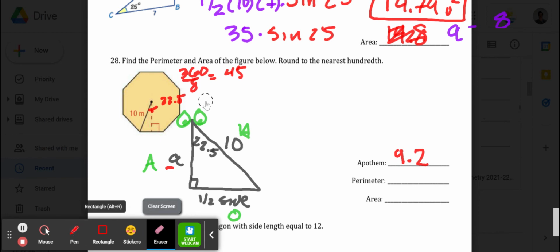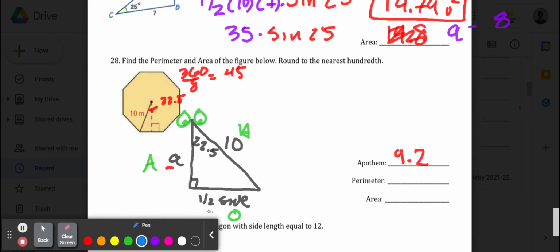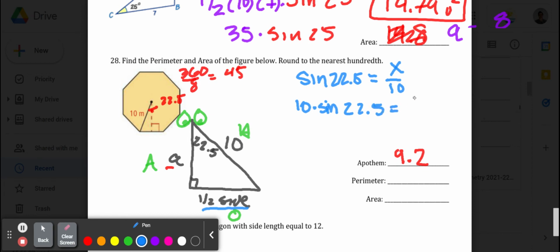Okay, so let's go now to blue for the half side. So we're going to look at O and H, so that's sine. So we're going to get the sine of 22.5 equals x over 10. So I'm going to get 10 times sine 22.5 equals, okay, so we get x equals basically 3.8.